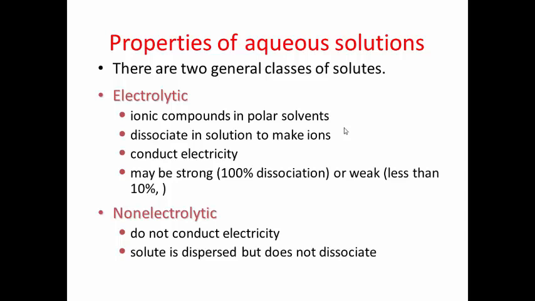So they could be 100% dissociated, which are strong electrolytes because they'll conduct electricity really, really well. Or they might only dissolve 1% or less than 10%. We call them weak electrolytes because they will not conduct electricity well. A non-electrolytic solution would be one that does not conduct electricity at all. It means the solute is dispersed, but it does not dissociate.